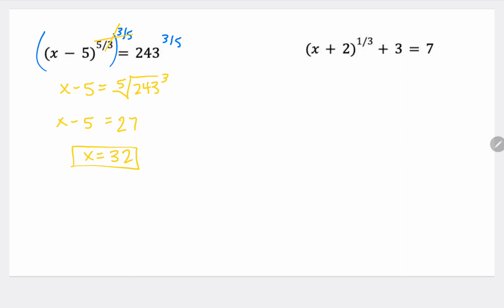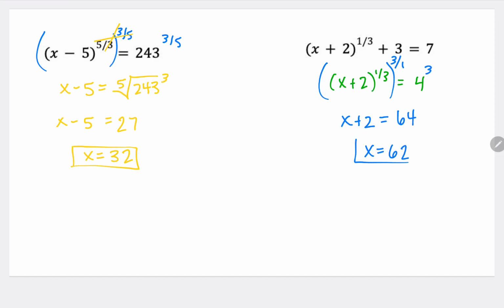And over here, I need to isolate it first by subtracting 3 from both sides. Always isolate those exponents or radicals first. And then to get rid of a 1/3 power, I'm going to raise both sides to the power of 3/1, which is 3. So I get x plus 2 when those exponents cancel each other out, equals 4 to the 3rd power, or 64, which means x equals 62.